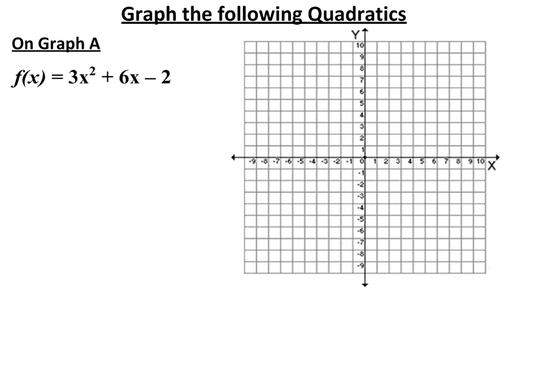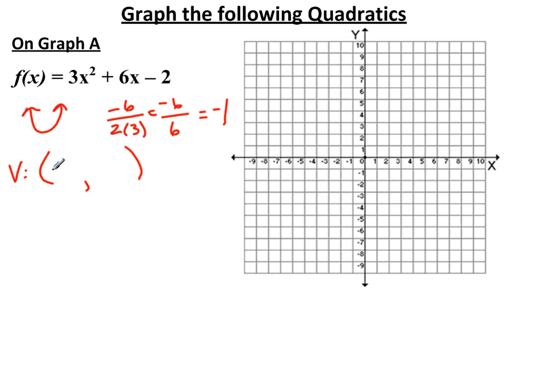So the first one is f of x equals 3x squared plus 6x minus 2. So let's ask ourselves a couple of questions. One, what direction does this face? Well, a is positive, so this is going to face up. The next important thing is, where is the vertex? Well, the vertex is a point, x comma y, and I find the x value by doing the opposite of b, or negative b, over 2 times the a value. And this should hopefully all be reviewed from your algebra class. So this gives me an x value of negative 1.